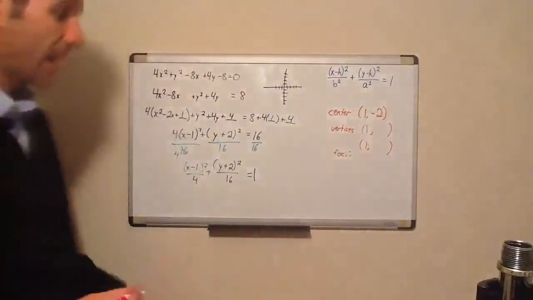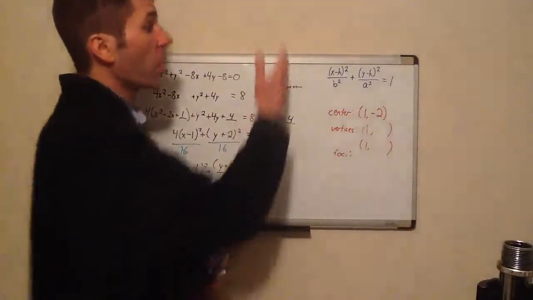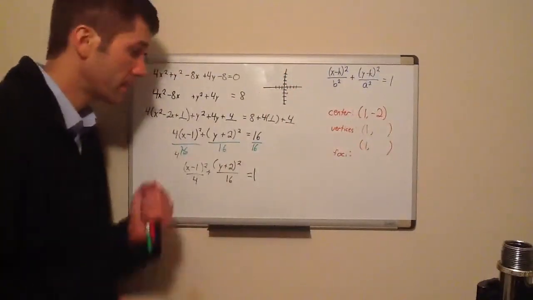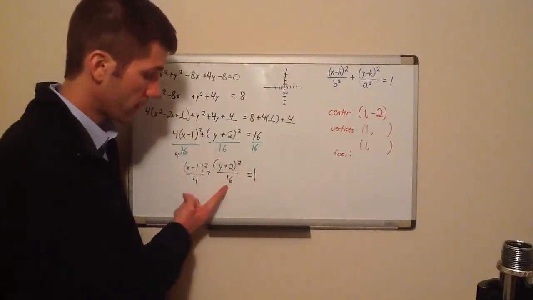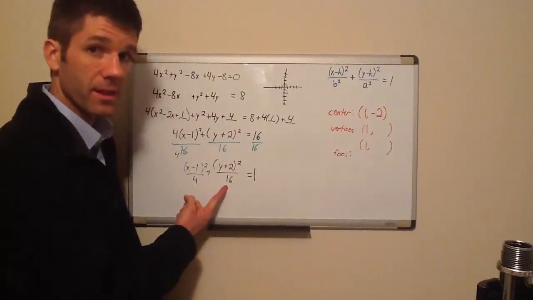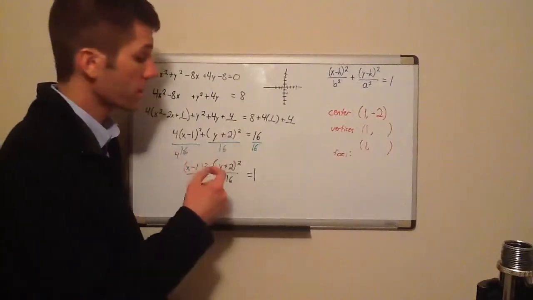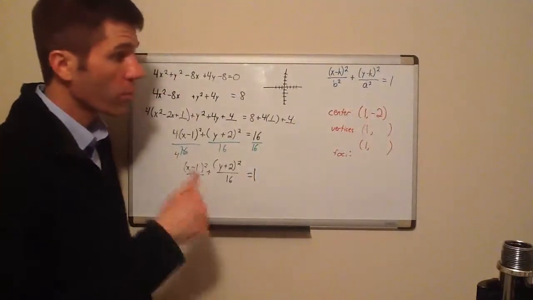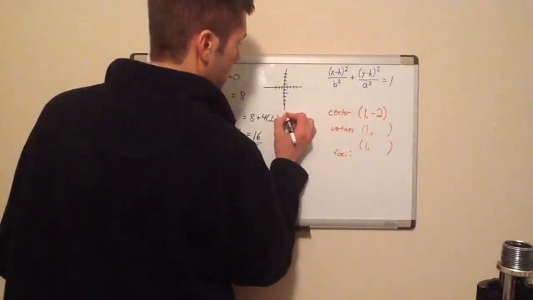Okay, so now the question is, where do the vertices go? How far up do I go and how far down do I go? Well, I'll tell you how far up I go. Don't say 16, I go 4. I'm going to go 4 up and 4 down, which really means that the whole length of this is going to be 8. I didn't draw my graph big enough, but that's okay.